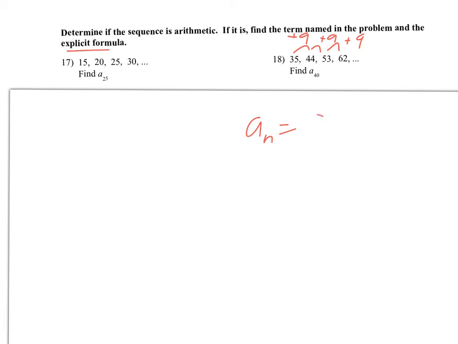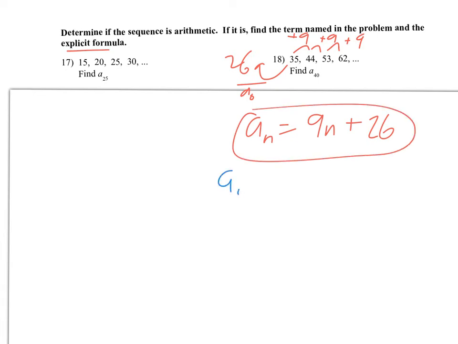So I get 9n plus, and then a sub 0, remember, goes back there, which is the term in front of the first term, which is actually, what's that going to be, 26. All right, so now that's my explicit formula, but now I can use that to find a sub 40. So 9 times 40 plus 26. For this, I can just do 9 times 4, which is 36, and throw a 0 at the end.